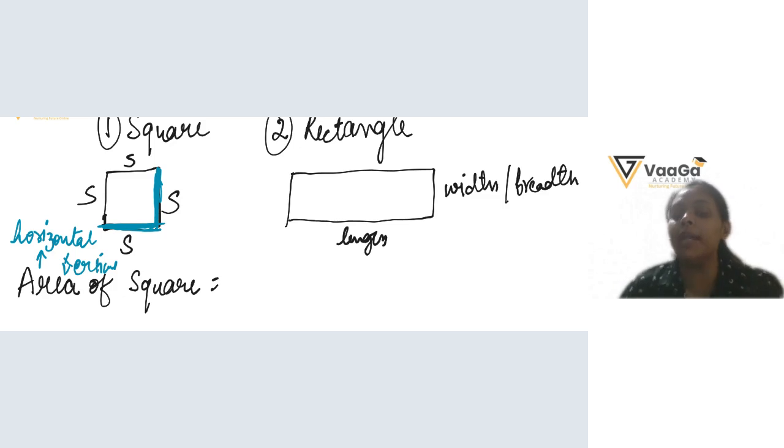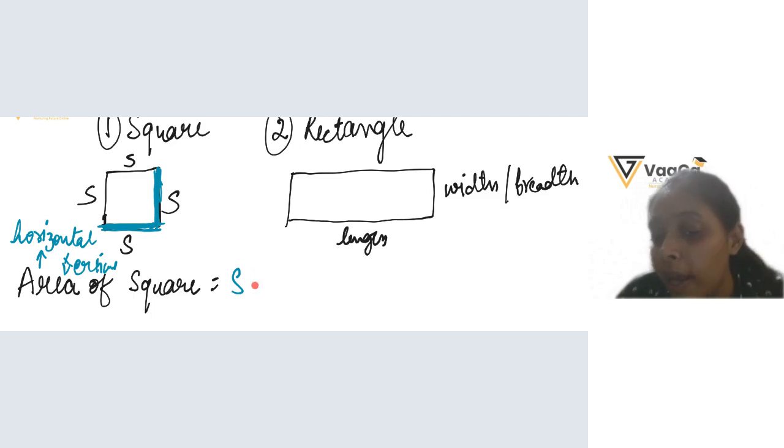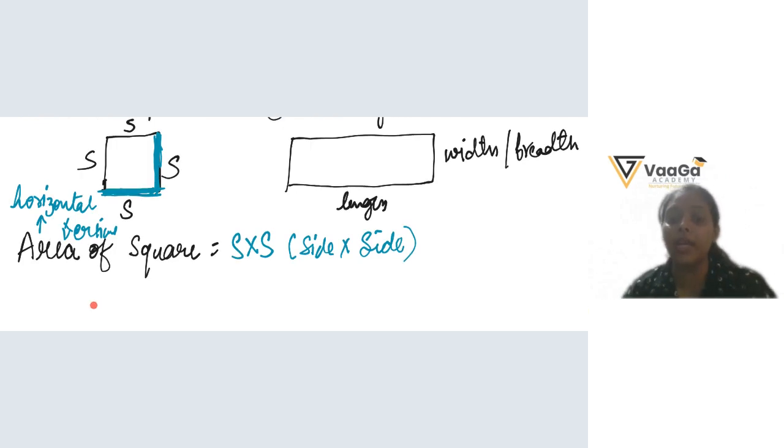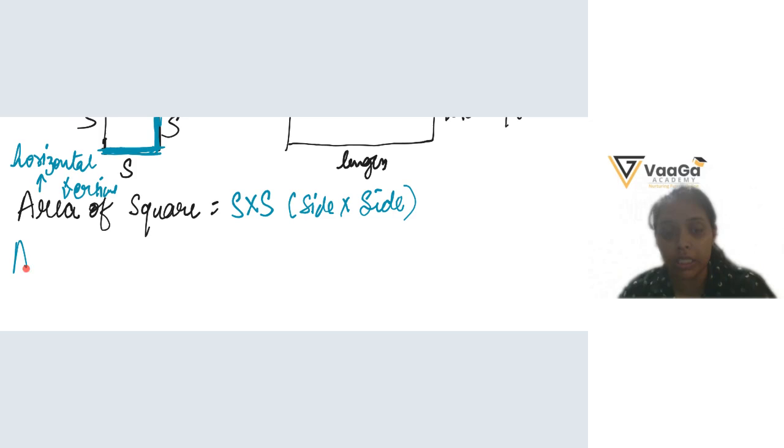Now, when I say I'll multiply horizontal and vertical, this means I'll multiply this and this. Yes, ma'am. So can I say that the area of the square is side times side? Yes, ma'am. Because all the sides are equal, so I'm just multiplying the side 2 times.